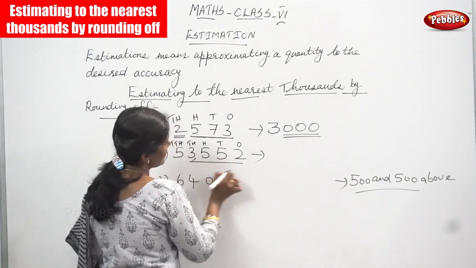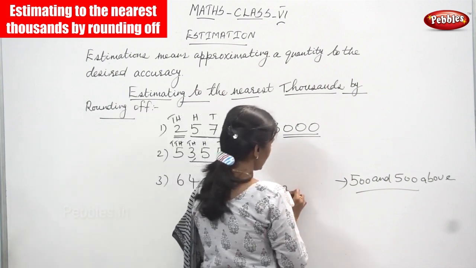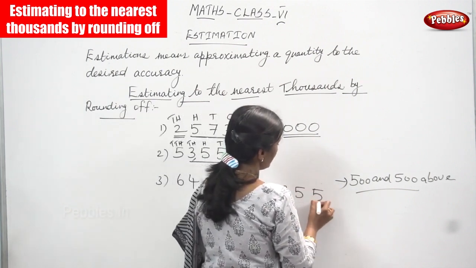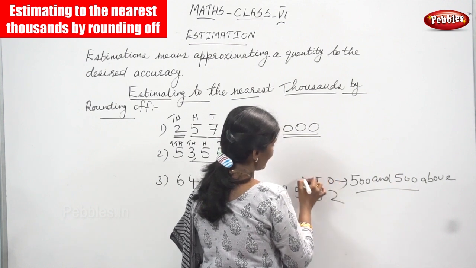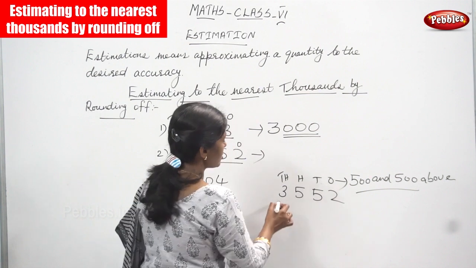53,552, but nearest 1,000 only you have to change. So what is the number in the 1,000 place? That is 3. And the places are ones, tens, 100 and 1,000. So in the 1,000 place, what is the number?